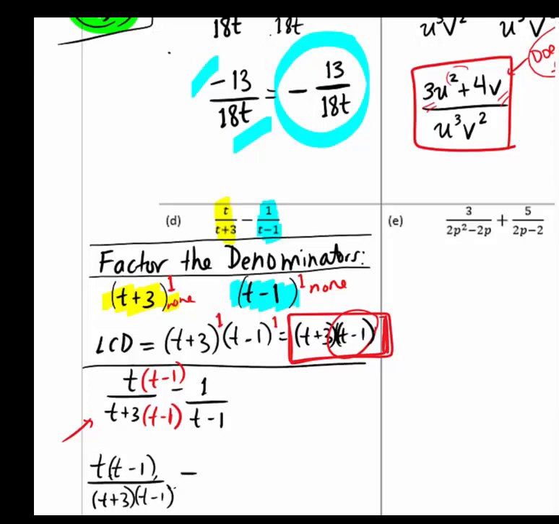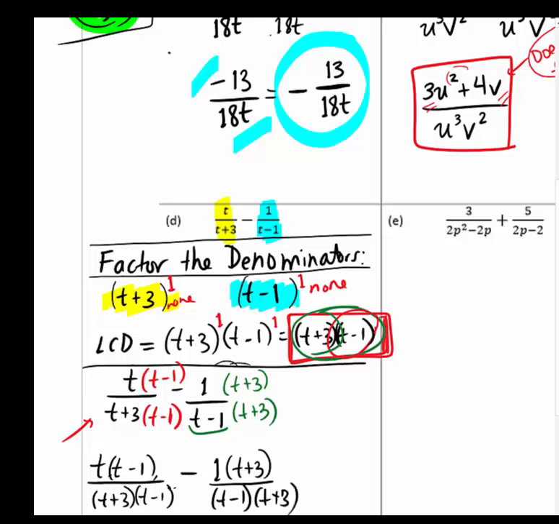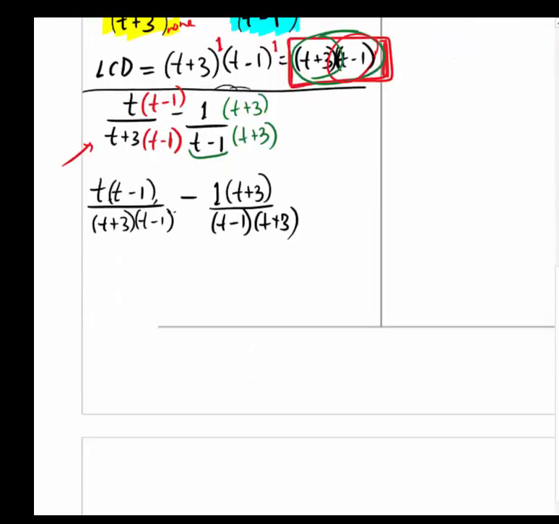Alright. Now let's look at the second fraction. He has the t minus 1 in his denominator, but he's missing the t plus 3. So he needs to be multiplied by t plus 3. That way his numerator becomes 1 times t plus 3. You could just write t plus 3 if you want, but I left the 1. And then the denominator is t minus 1 times t plus 3, their common denominator now.